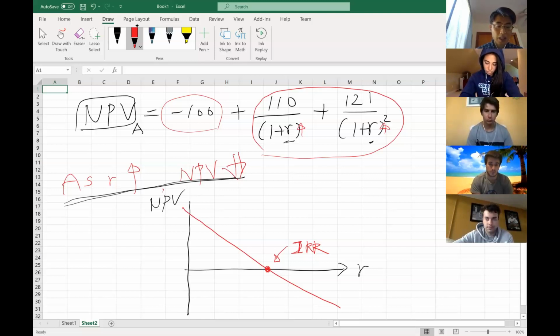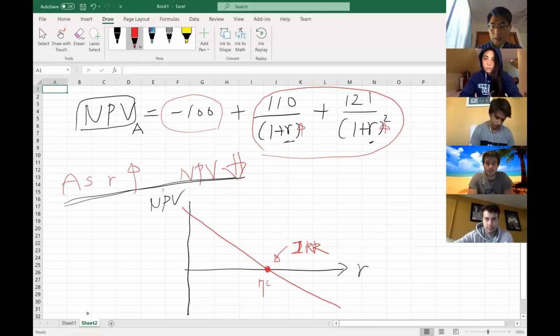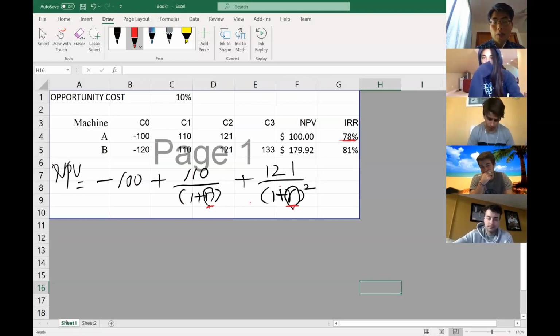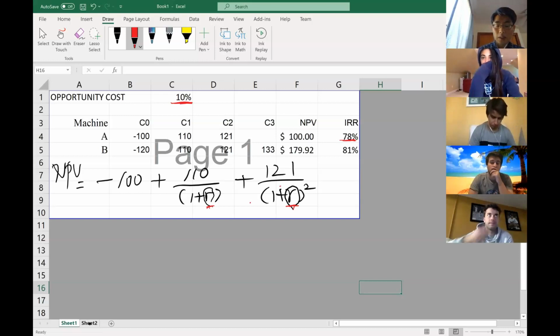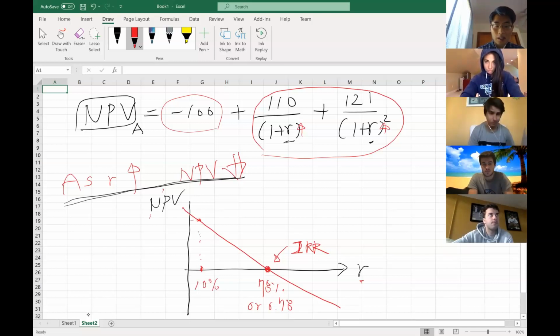Okay, so going back to this one, we learned that the internal rate of return of project A was 78%, right? So this is 78% or 0.78. Okay, and then what is the value of NPV that we calculated? In this case, the opportunity cost of the capital was 10%, right? It means that the discount rate the company uses is 10%. So when the discount rate is 10%, which is here, right? When the discount rate is 10%, the value of the net present value, the NPV, was exactly $100.